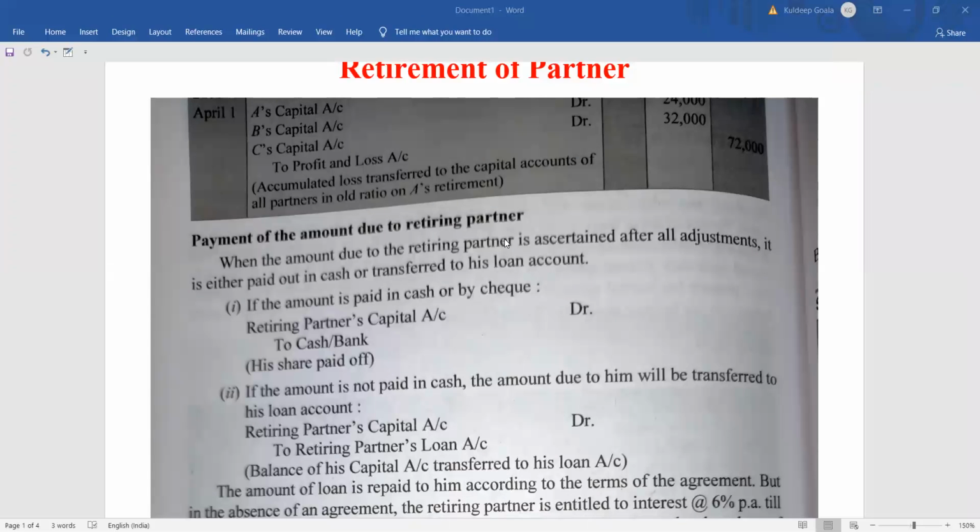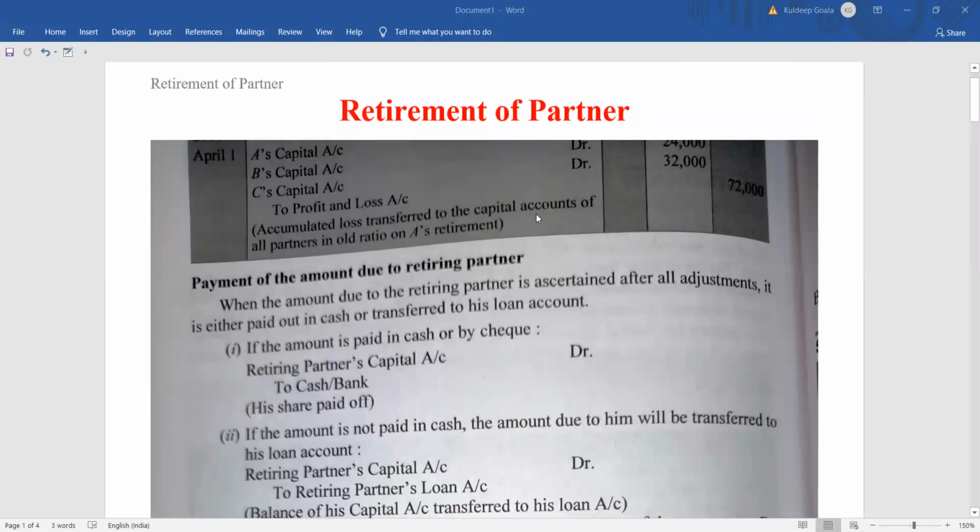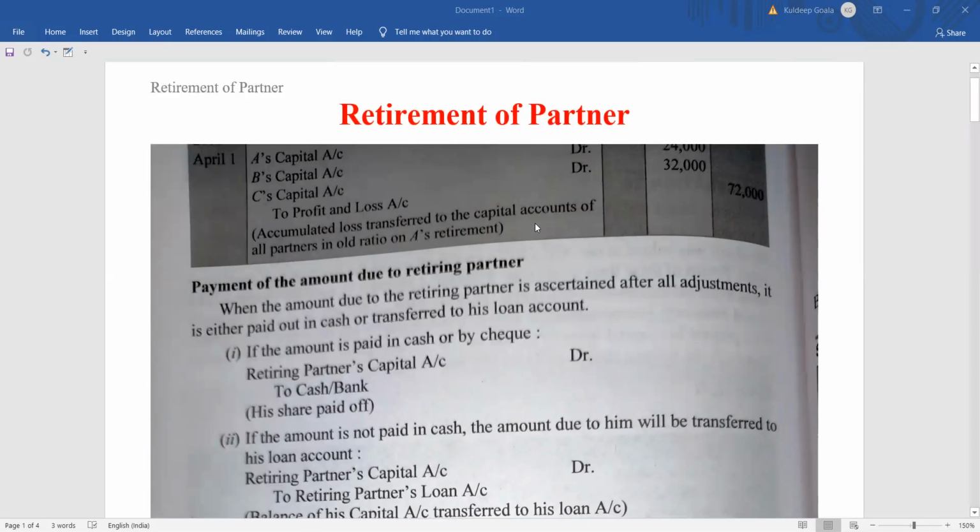Before we start, I would like to give you a quick recap of how we are settling the retiring partner's account. I have already discussed the journal entry, but I am repeating it once again. When all the things have been transferred, like transfer of reserves, transfer of profits and losses, any accumulated losses, revaluation profit, goodwill, and the share of goodwill, when all such transfers are done, at last, how are you going to pay the partner?